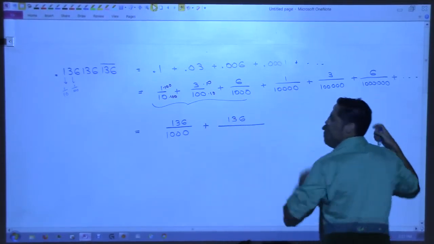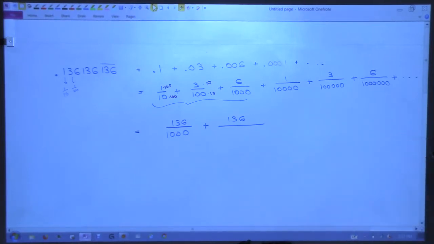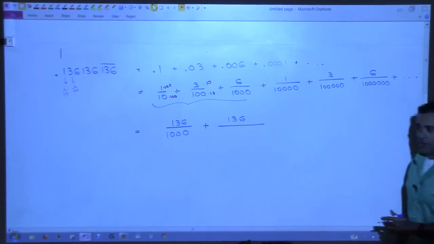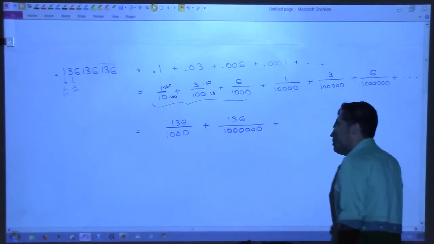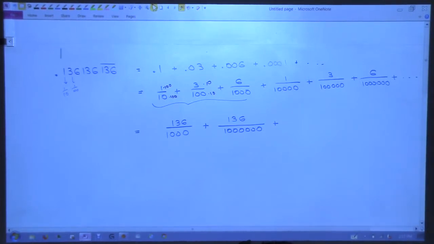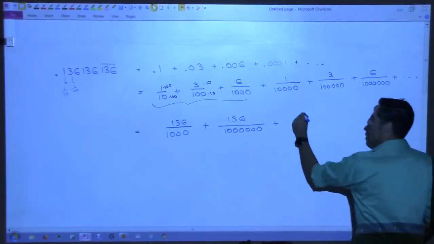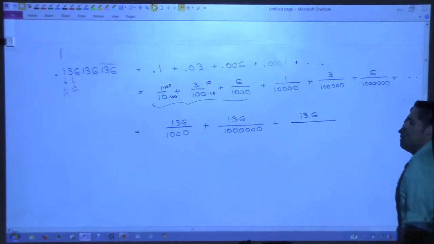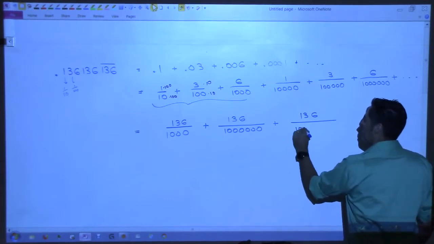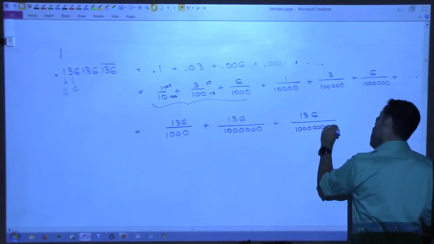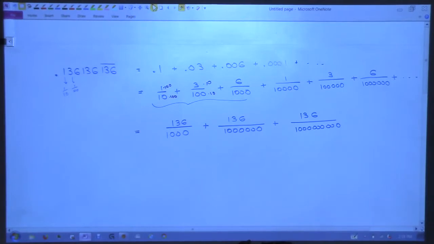What would the next one be if I put these three together? 136 over the common denominator again, which this time would be 1,000,000, right? Do you have any guess as to what the next three would be? 136, good, over. How many more zeros do I need to add? 3. 1, 2, 3, 1, 2, 3, 1, 2, 3. Right? Can I keep going? I could keep going, right? But this is kind of going to get tedious.